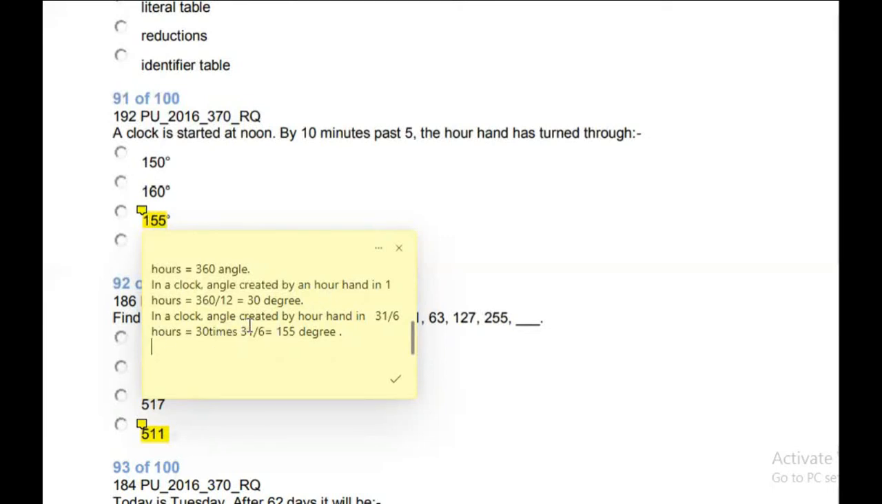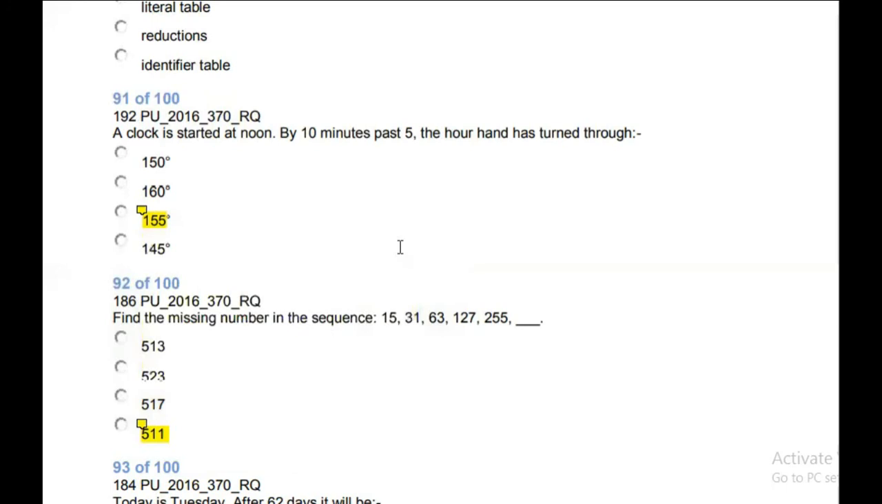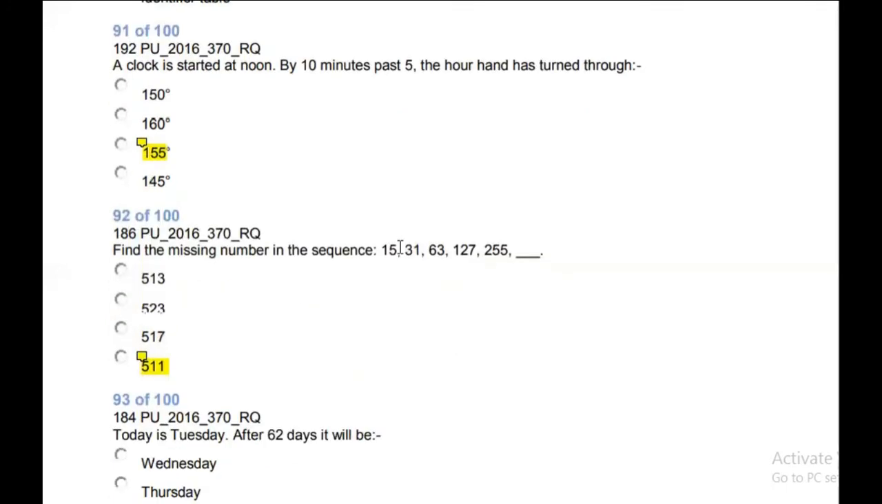The angle created by the hour hand in 31 by 6 hours is 30 times 31 by 6, that is 31 by 6 into 30, which is equal to 155 degrees. So hence proved. Option C is correct, 155.